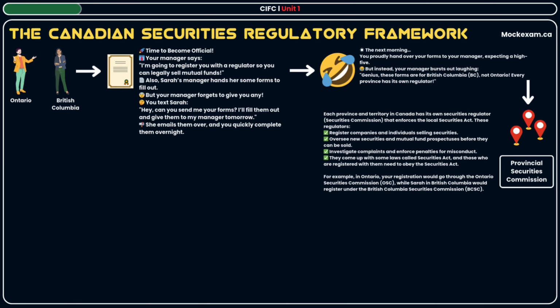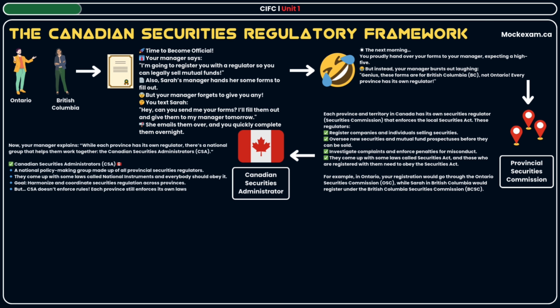Now, let's get to the Canadian Securities Administrators. Let's elaborate with our scenario. Your manager now explains that while each province has its own regulator, there is a national group that helps them work together. What's that national group? It's the CSA, or Canadian Securities Administrators. Let's see, what does CSA do?